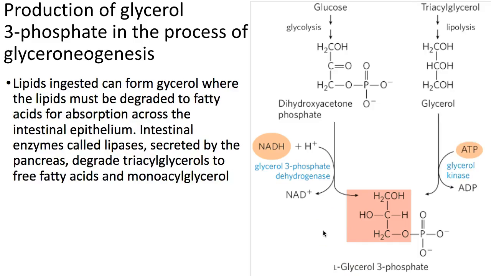And there are multiple ways of creating this glycerol 3-phosphate. It can also come from the breakdown of triacylglycerol, where it goes through different steps called lipolysis and creates glycerol. And then from there, they have an enzyme activity where it's an ATP-dependent reaction to make the glycerol 3-phosphate using the enzyme glycerol kinase.